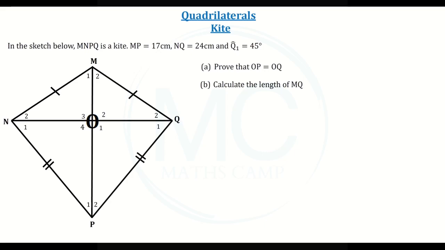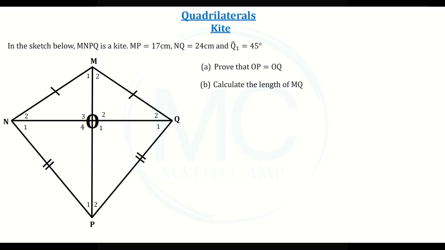In the sketch below, MNPQ is a kite. MP is 17 centimeters. NQ is 24 centimeters. And angle Q1 is 45 degrees. A, prove that OP is equal to OQ. And B, calculate the length of MQ.